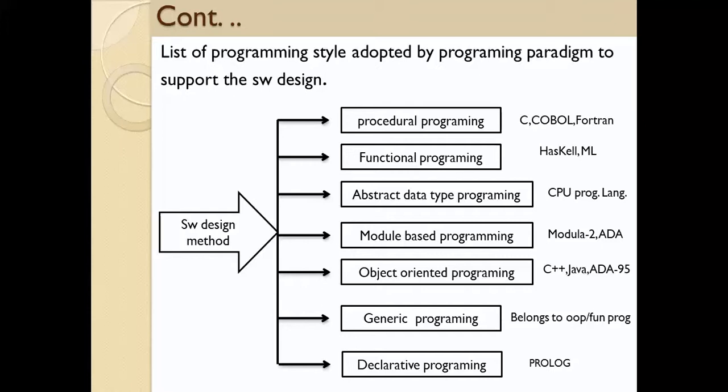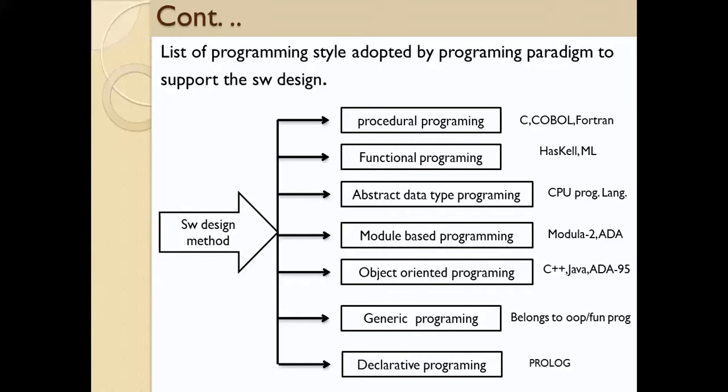Second one is functional programming. What is functional programming? It is programming which focuses on the execution of functions, that is, function oriented programming, like the Haskell and ML languages. And next one is abstract data type programming. Abstract data type programming, for example assembly language, comes under this category.